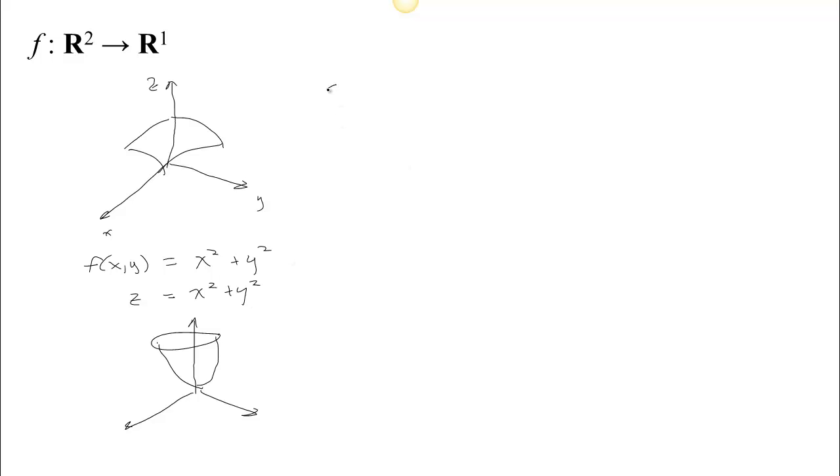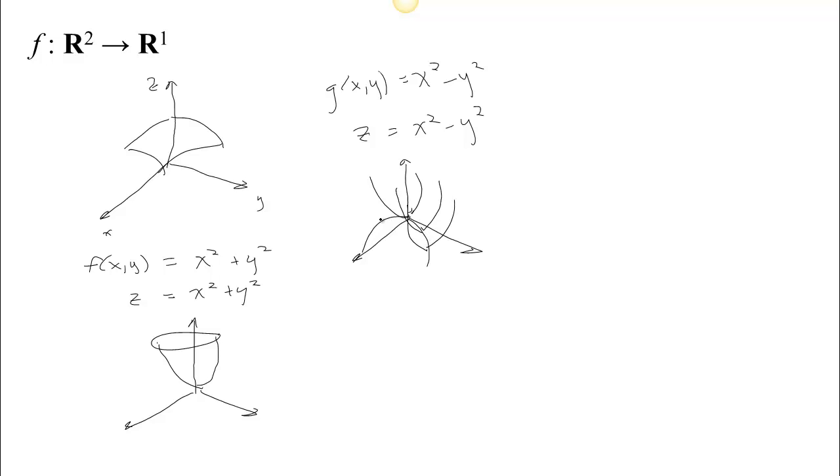Or maybe another example, maybe g of x y is equal to x squared minus y squared. So z, our altitude, is a function of our position in the xy plane. z is x squared minus y squared. We recognize that because if you set x equal to 0, you have a parabola that opens down, right? And then if you set y equals 0, you have a parabola that opens up. Really, for every fixed y location, you have a parabola that opens up. So we see that we are getting a hyperbolic paraboloid.